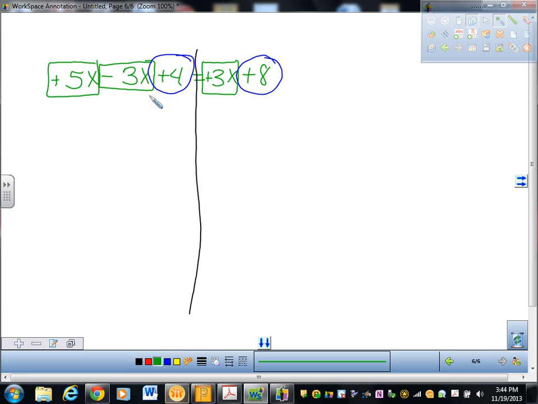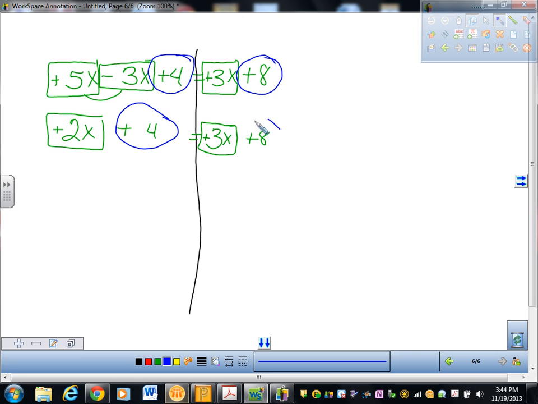Okay, so let's combine the boxes on this side first. So I've got a plus 5x and a negative 3x. So if I combine them together, I get 2x. Didn't do anything with that, so I'm going to bring that down. I didn't do anything on this side yet, so I've got 3x plus 8, and I'm going to box and circle again. I've got my positive 2x here, and I've got my positive 3x here, and then I've got my 4 here and my 8 here.